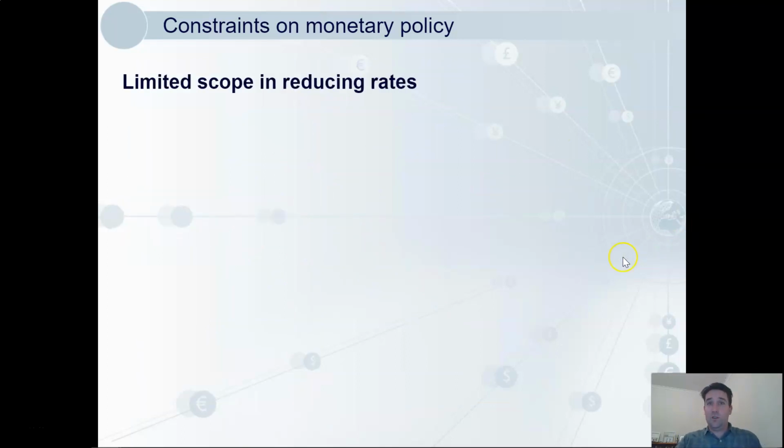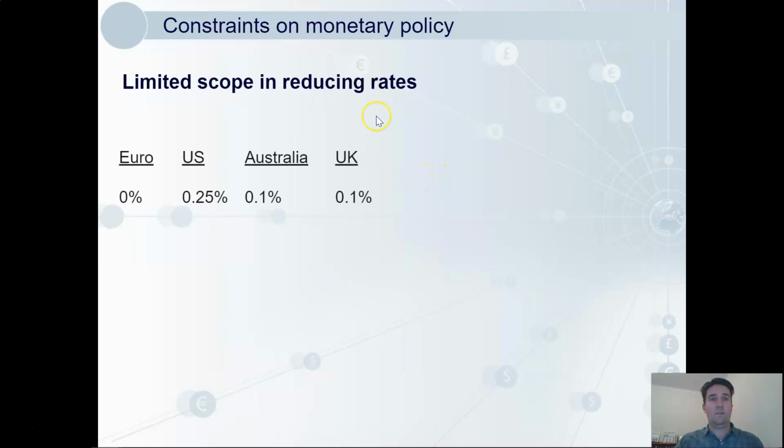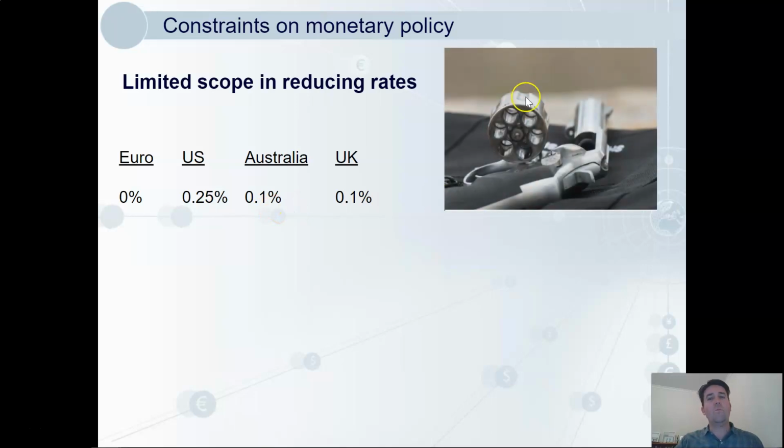Okay, another constraint that we've seen in recent years is that with interest rates around the world so close to zero, there's actually limited expansionary monetary policy available. So here are some international interest rates as of August 2021. There's not much room to move with those. They can't lower them much further. At times, these central banks have been described as having no bullets left in the chamber, I guess. It's a bit of an analogy.